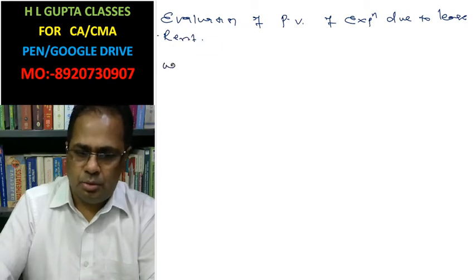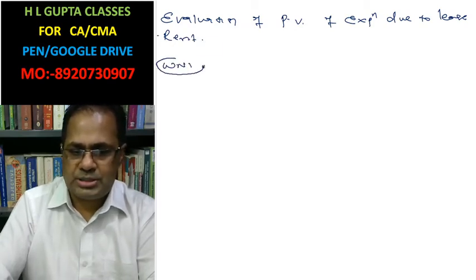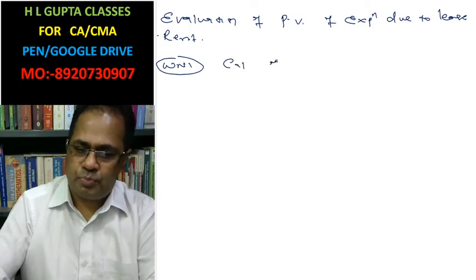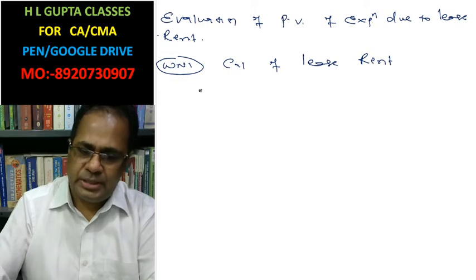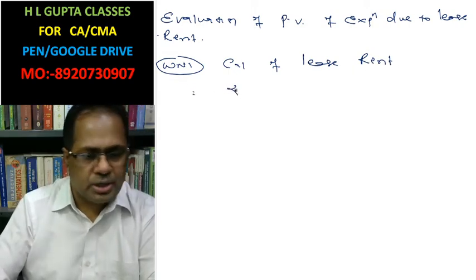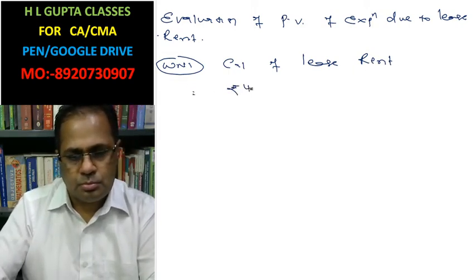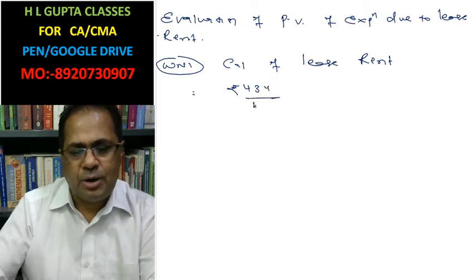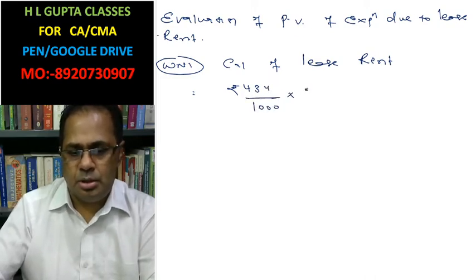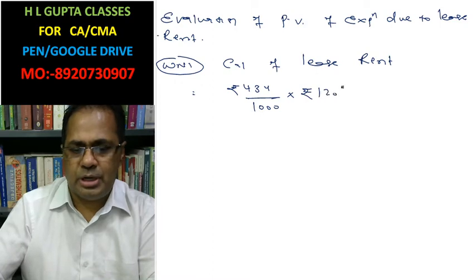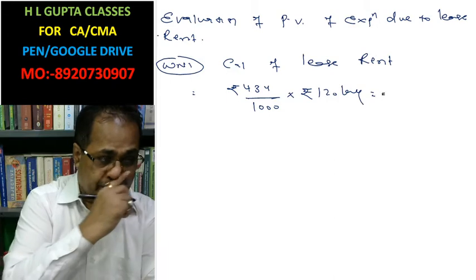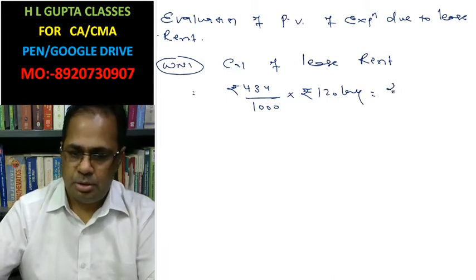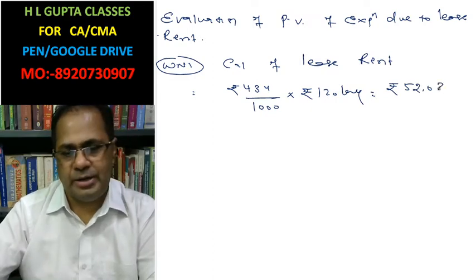Working note first: calculation of lease rent. What is it saying? Rupees 434 per thousand investment, and your total investment is 120 lakh. This will be rupees 52.08 lakh.